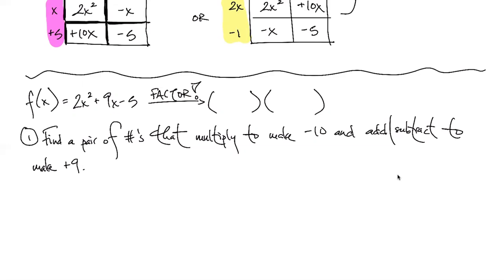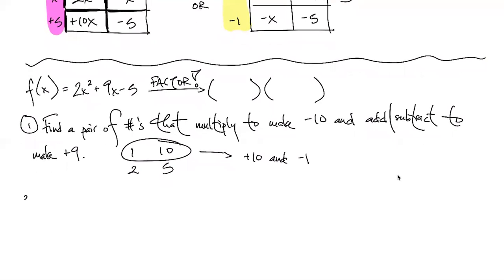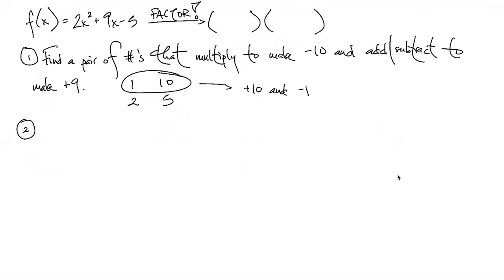And so let's list out some factors of 10. So we've got 1 and 10, we've got 2 and 5. Now, I can see immediately that 1 and 10 multiply to make 10, and I could figure out how to subtract them to make 9. And so, in fact, what we want to say is that +10 and -1 are the pair of numbers that will multiply to make -10 and add or subtract to make +9.